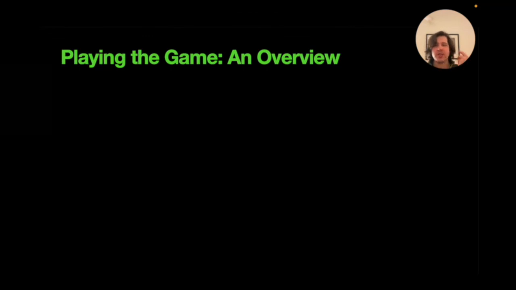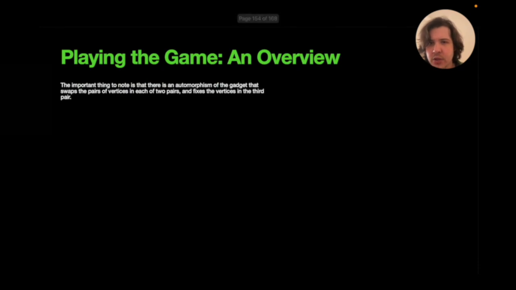So how do we actually play the game? Again, this is quite a detailed argument in the paper, and I don't think we have the time or space to go through it in an awful lot of detail, but let me provide something of an overview. The important thing to note, and it's one of the crucial factors when we're talking about these gadgets, is that there's an automorphism of the gadget that swaps the pairs of vertices in each of two pairs of outer vertices and fixes the vertices in the third pair. What do I mean by that?